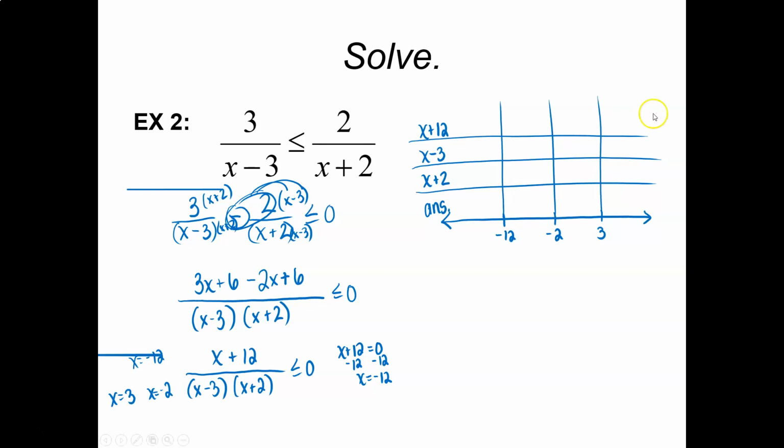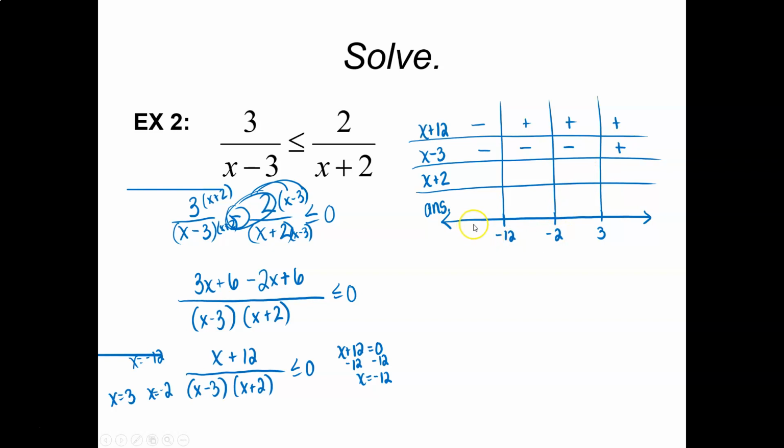Okay, Owen, for that first line, the x plus 12, what do our positives and negatives look like? Negative and the rest positive, I agree. All right, Mallory, what about the next line, the x minus 3? I got 3 negatives and a positive. Good, 3 negatives and then a positive. And Luke, what about the x plus 2 line? I did it wrong.